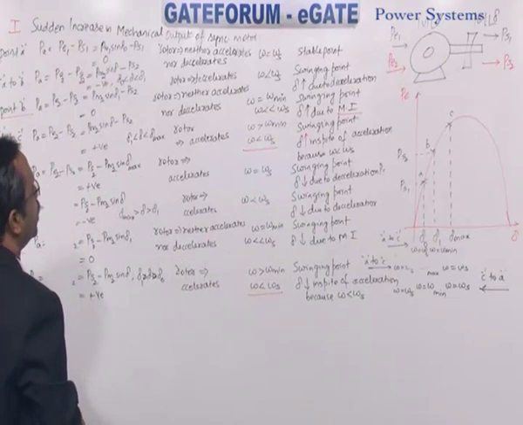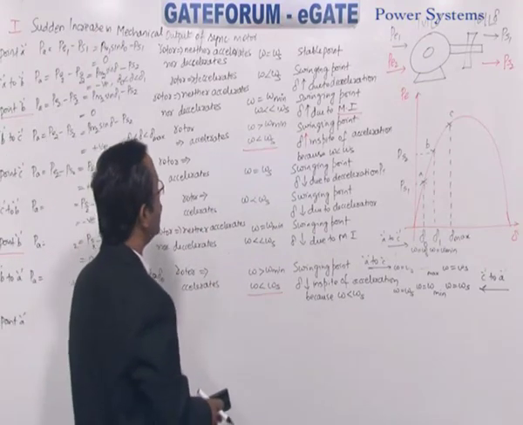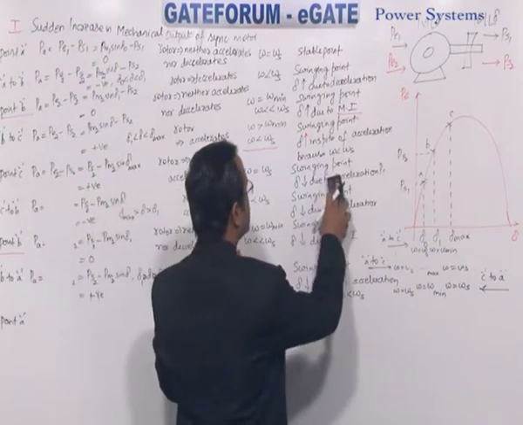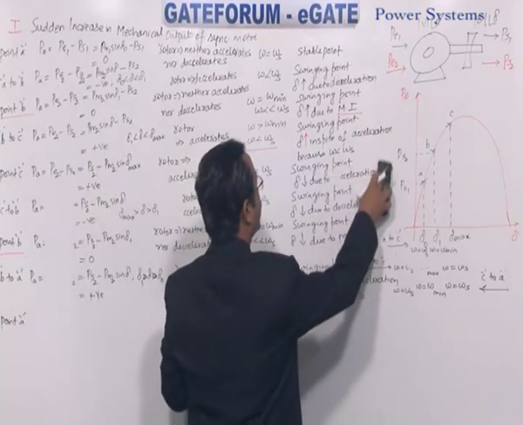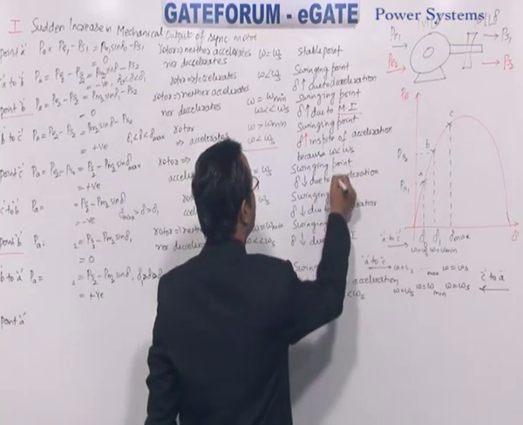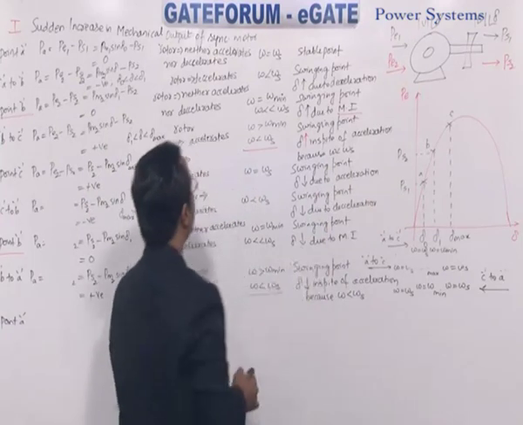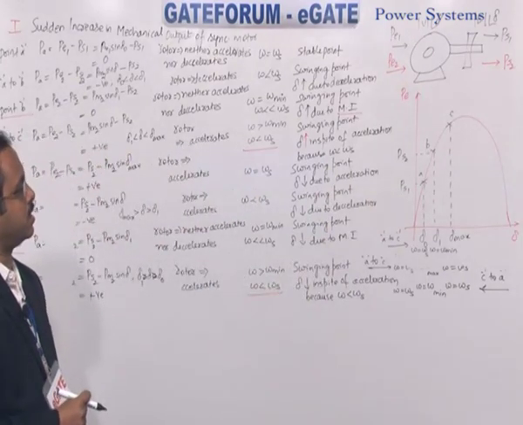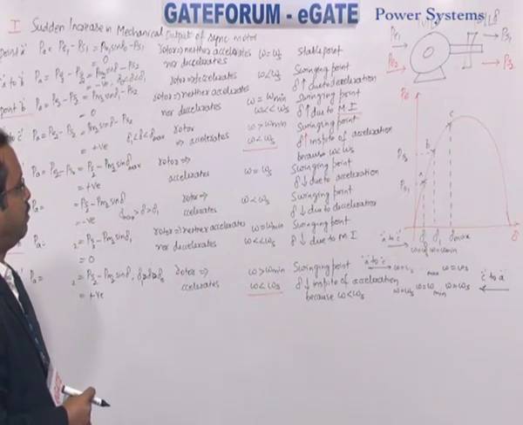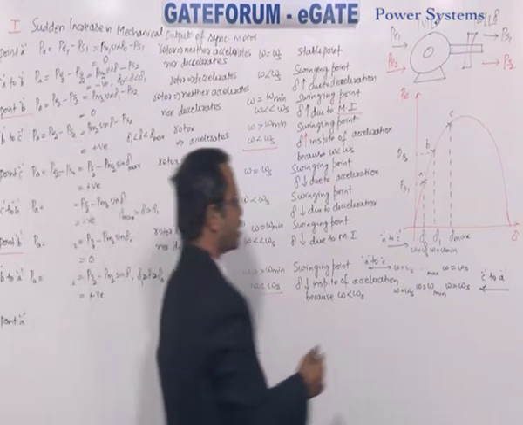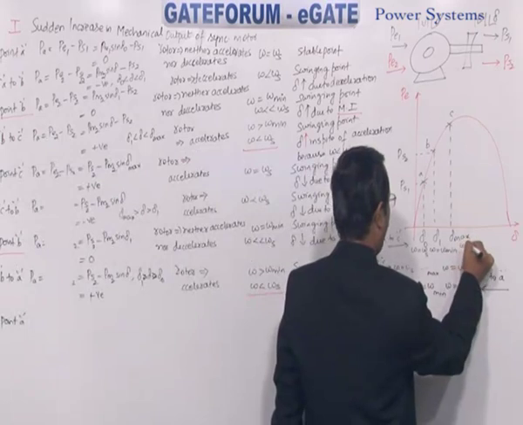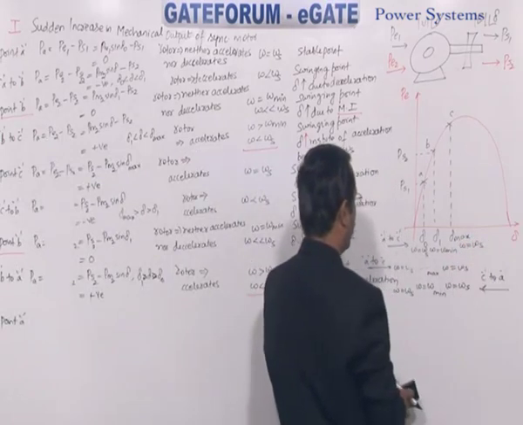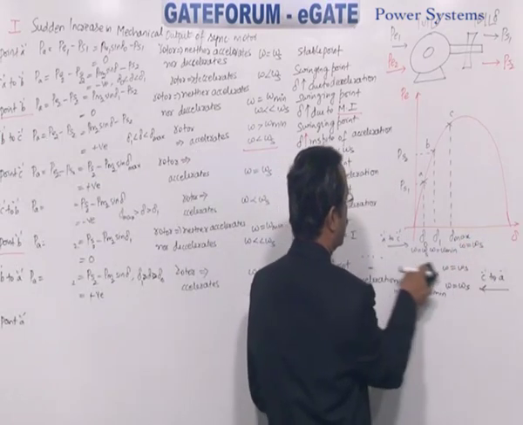Again it is a swinging point. And why does the delta decrease now? You have a synchronous motor. So it decreases due to acceleration. Delta decreases due to acceleration. So at this delta max, omega is equal to omega s.